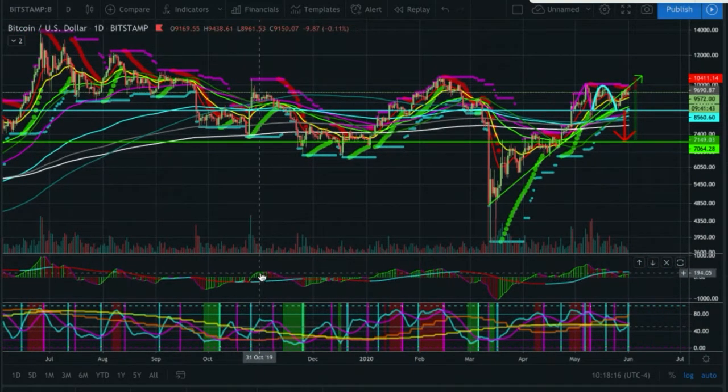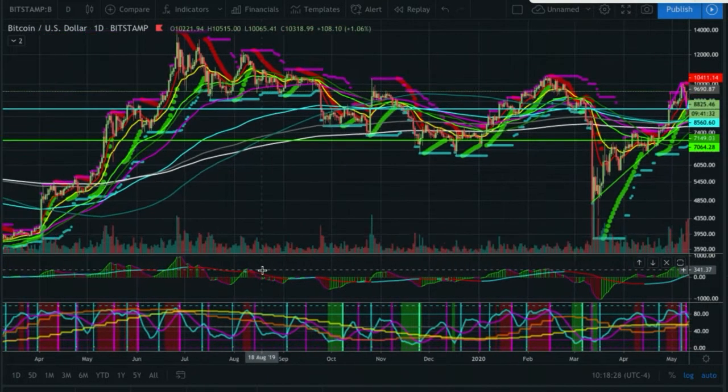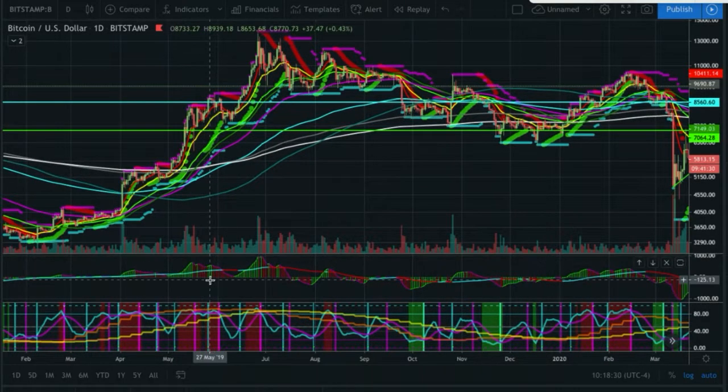The histogram is above the slope line, so this one doesn't count, or above the zero line, so this one doesn't count. We want to see it above, come down below, and then come back up to it. So let's keep going. We'll find one. Here we go. Here's one.